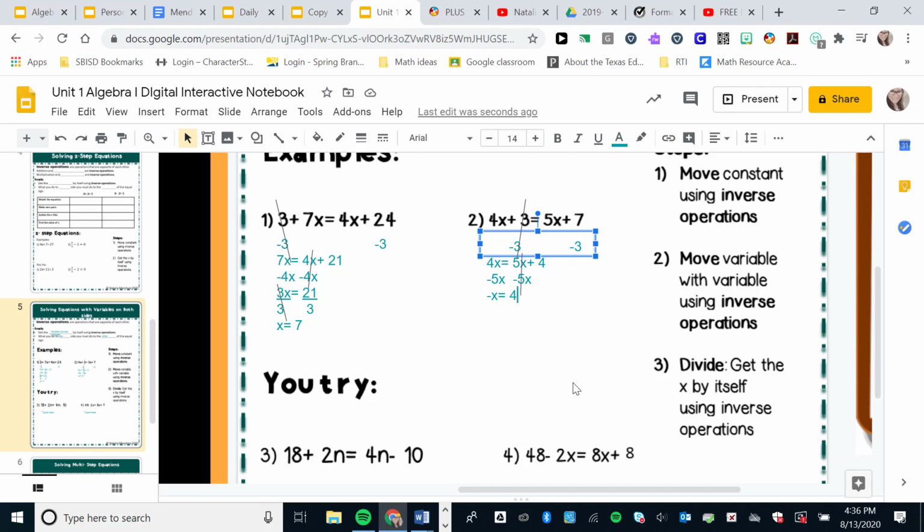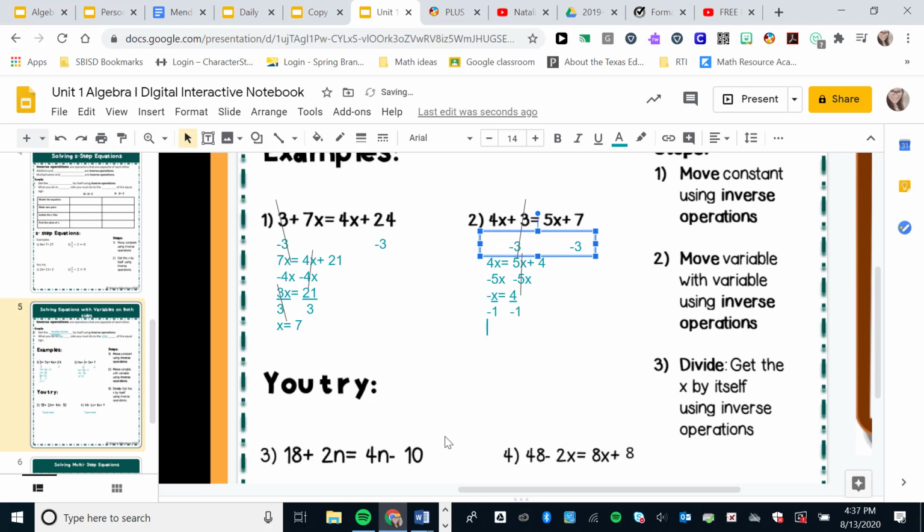So am I done? Let me look at my third step. My third step, divide. Get the x by itself using inverse operation. So I don't have to divide if the x is by itself, but in this case, the x is not by itself. I have a negative in front of it. So that means that I have to divide everything by whatever is in front of my x. And when I have a negative without a number in front of the x, that is the same as negative 1. So I have to divide both sides, because what we do to one side, we do to the other, by negative 1.